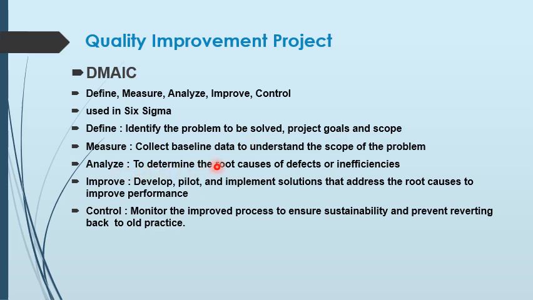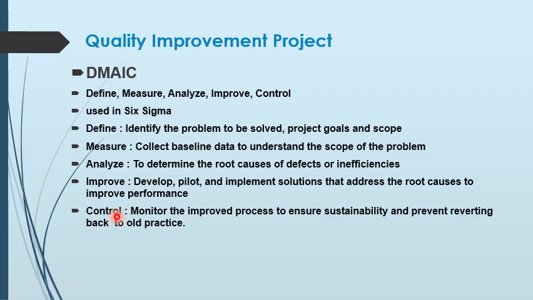Then analyze to determine the root causes of defects or inefficiencies. So you have to analyze what is the cause of the problem. Then improve: develop, pilot, and implement solutions that address the root cause to improve performance. So you implement those solutions in a small area and you see. Once it is successful, then it should be disseminated to all units, right?